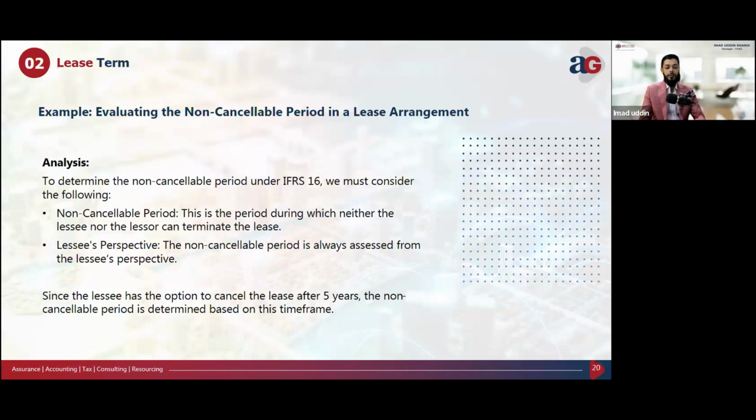So if you look at the previous example, we had a 6-year agreement, but the lessor could cancel it within 3 years, and the lessee could cancel it after 5 years. So the non-cancelable period for this particular example is 5 years, not 3 years.